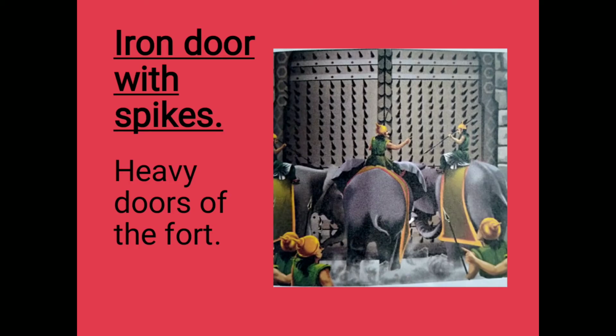Next is our iron door with spikes. Can you see the door with the spikes here? These are the spikes, pointed metal pieces which you can find on the door. Okay, these are the spikes. If animals like elephants try to push the gate, what happens? They will get injured, and sometimes they may even die because of those pointed metal pieces. So they cannot push and pull those gates. So they have made these gates to protect themselves against the enemies.